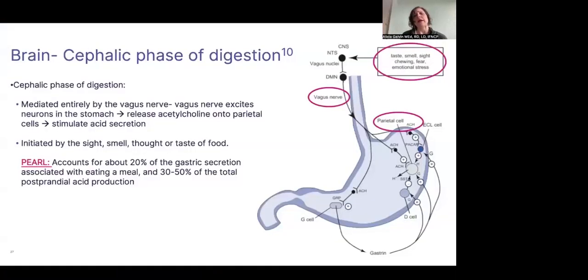So let's start with the brain. So the brain, you have what's called the cephalic phase of digestion, which is that very first part before you've even eaten any food at all. And it's completely mediated by the vagus nerve.